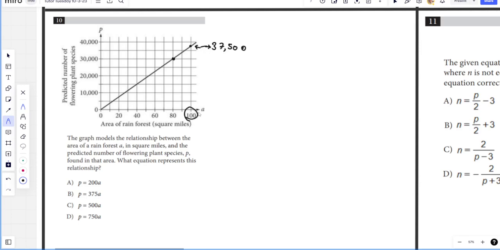And it's at x equals 100. I see a lot of conflicting answers in our chat. So the slope should be the y value divided by the x value, which in this case is just going to be 375. That's our slope. And I see one answer choice that matches up to that, which is that p is equal to 375a. So that should be answer choice B here.